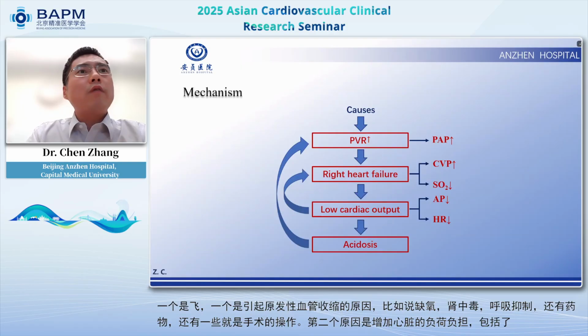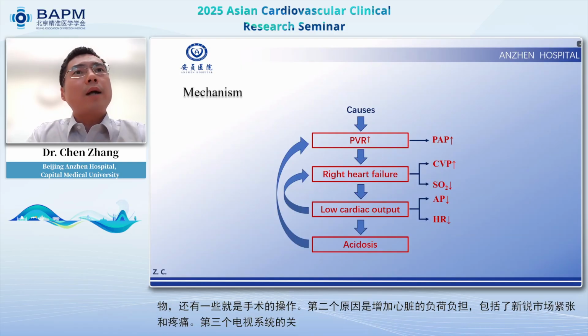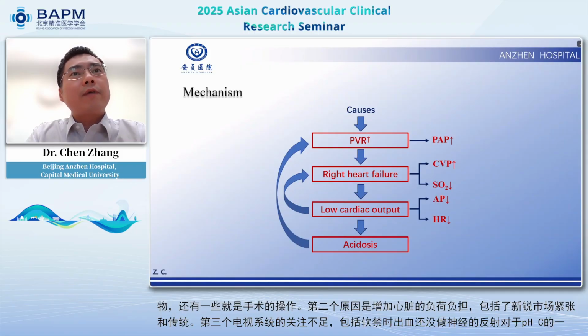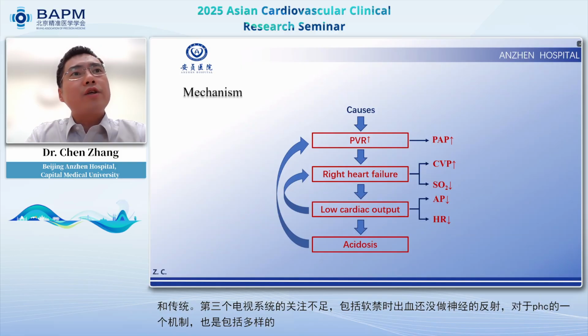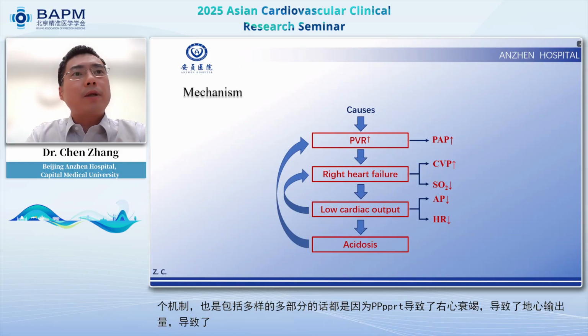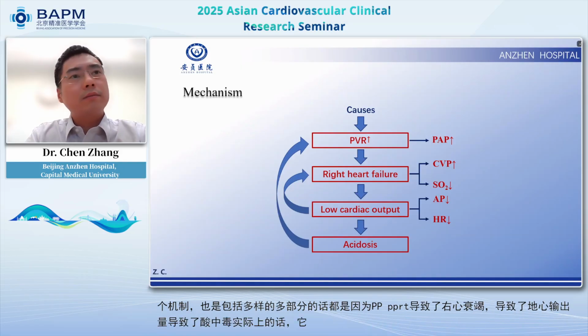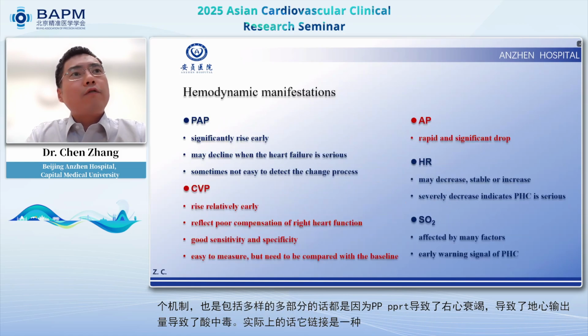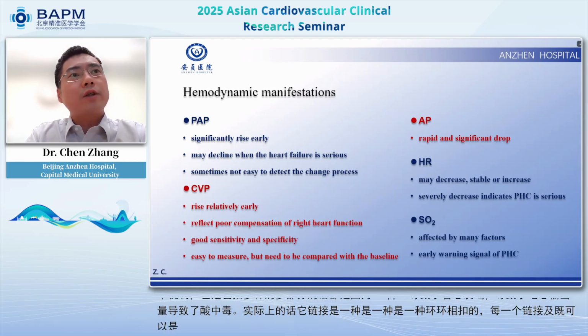The mechanism of PHC consists of multiple links. Main links include pulmonary vasoconstriction, right heart failure, low cardiac output, and acidosis. These links form a vicious circle. Each link can be both a cause and a result. For patients undergoing cardiac catheterization, we can identify PHC by hemodynamic manifestations.